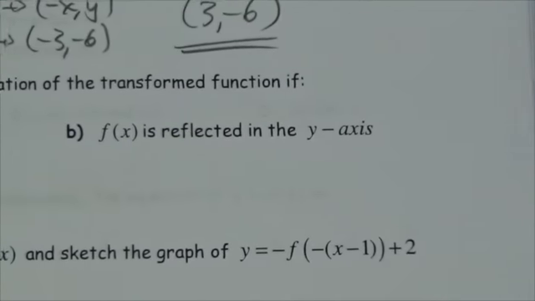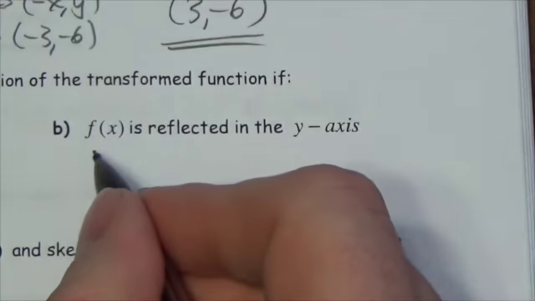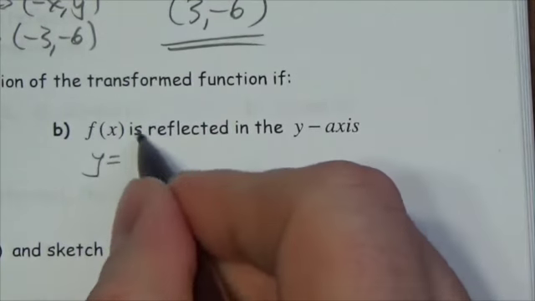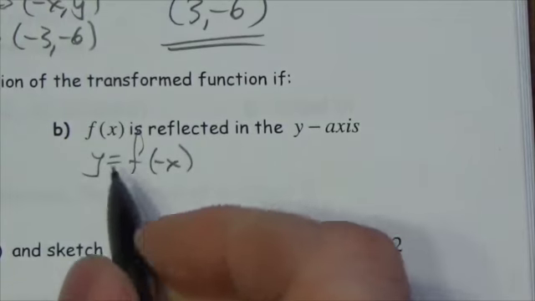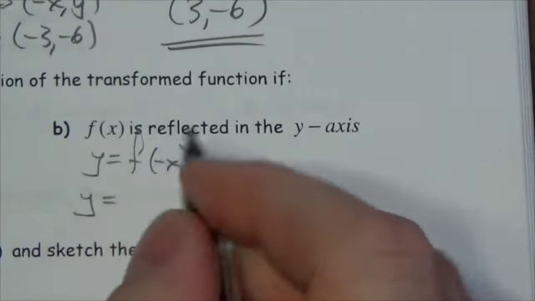Now, if I reflect it over here in the y-axis, that is a horizontal reflection, which means what I've done here is change the x to negative x. In my function, I'm going to replace the x with the negative x.